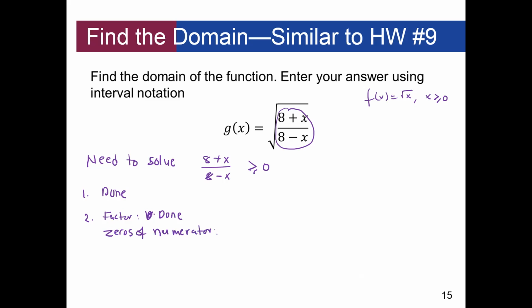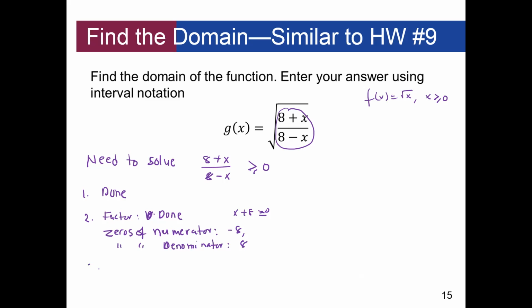The zero of the numerator will be -8, because 8 plus x equal to 0 gives me x equals -8. And then the zero of the denominator is just 8. So we have step 1, step 2, the factored form, and we got the zeros of the numerator and the denominator, and then we write down our intervals.